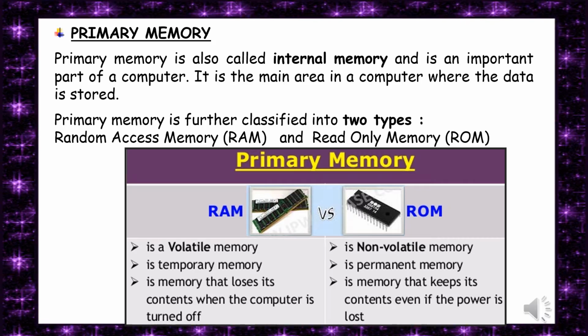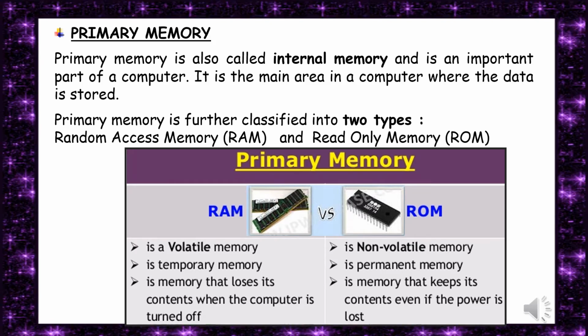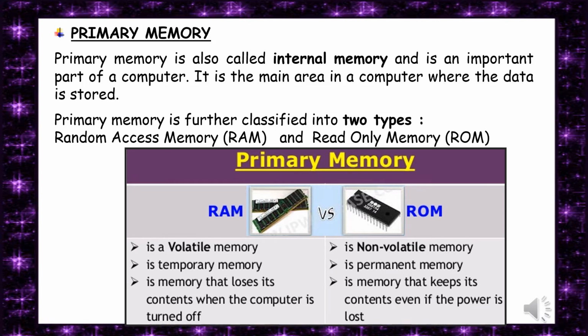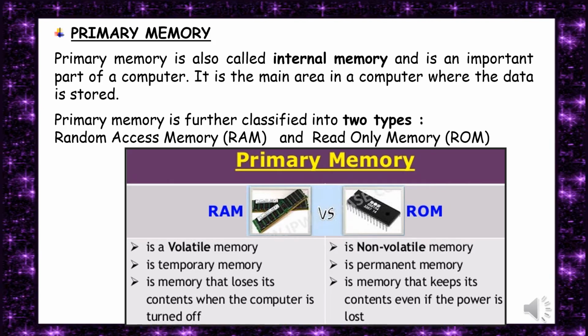So students, let me explain random access memory first. What is random access memory? Random access memory is a temporary memory. It is a volatile memory. What is volatile? That means the memory that loses its content when the computer is turned off.